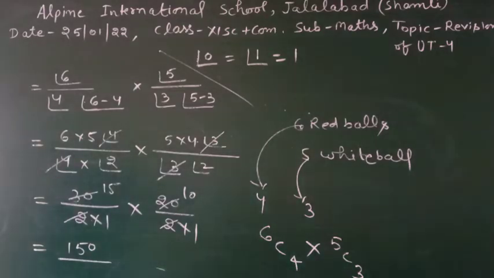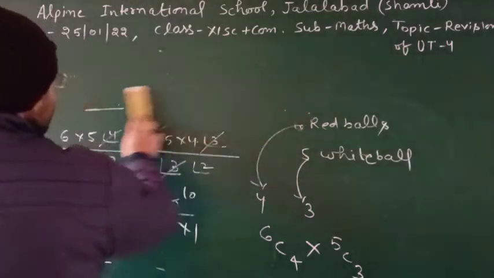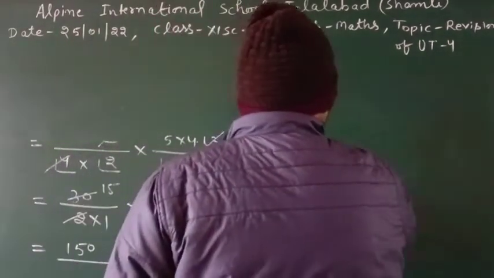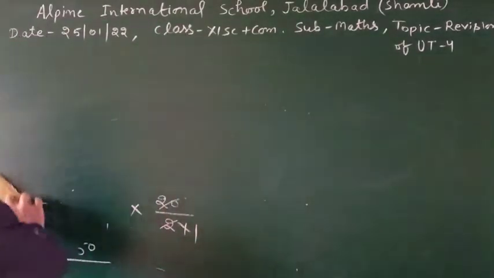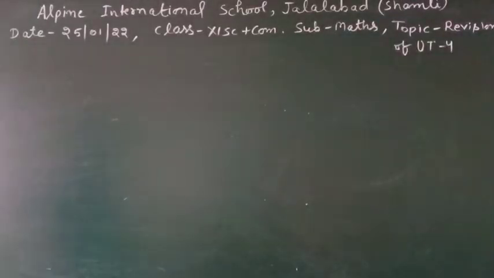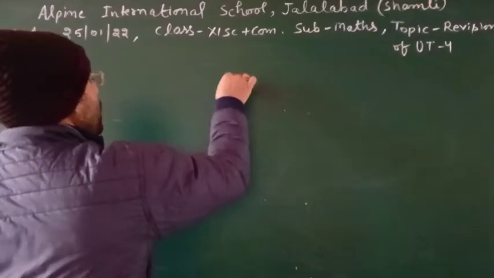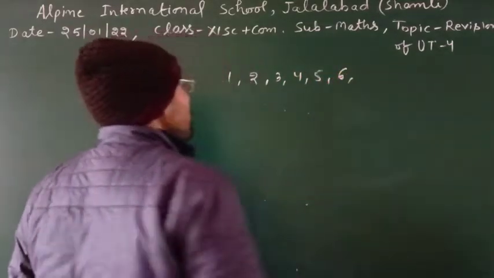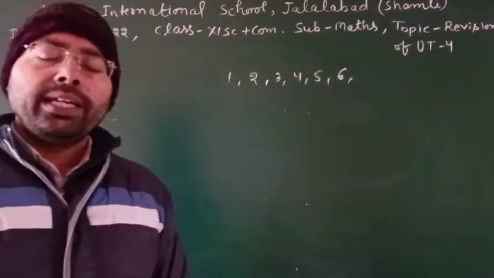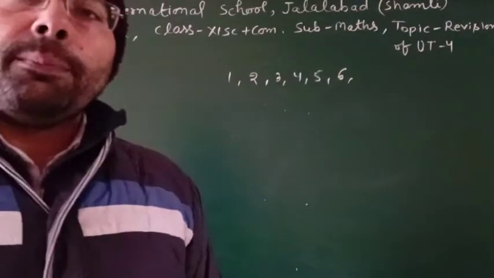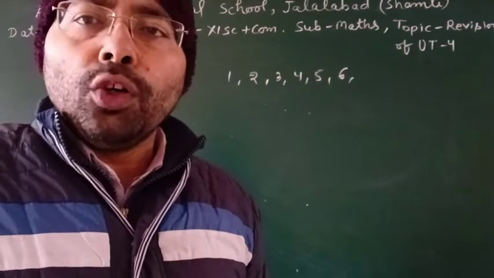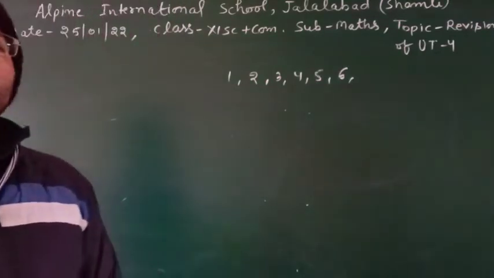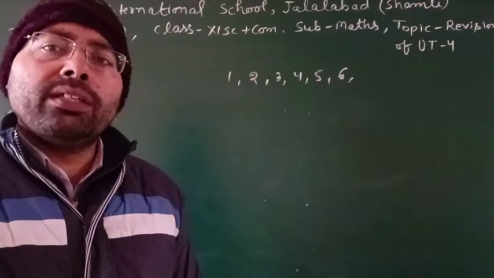Now next question. चलिए क्वेश्चन डिस्कस करते हैं. Next, suppose we have digits 1 2 3 4 5 6, we have these 6 digits and we want to prepare an even 4-digit number. सपोज हमें बनाना है 4 डिजिट का एक इवन कोड.